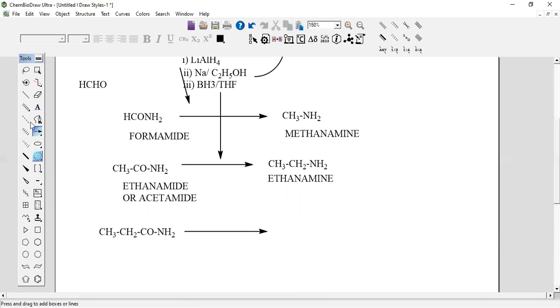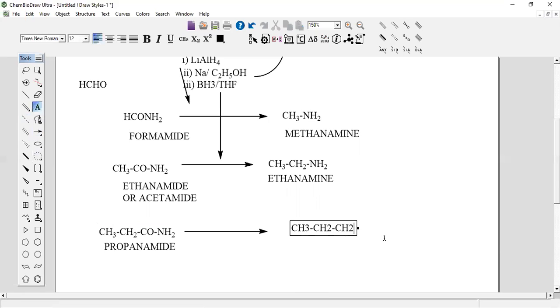Propanamide, very good. It is going to be propanamide. Now tell me, what is the product from this by the reduction of an amide? Lithium aluminum hydride, CH3CH2CONH2 gives CH3CH2CH2NH2. This is going to be propanamide.